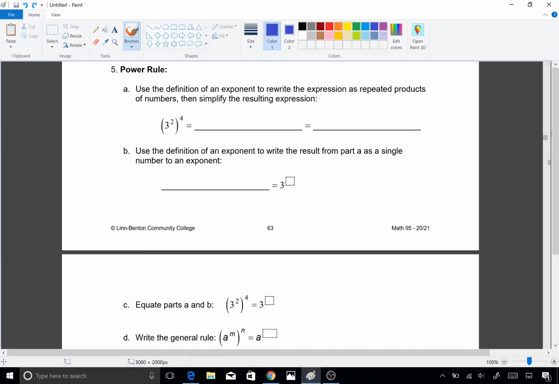Finally, we have the power rule. If you raise an exponent to another power, what happens? 3 squared to the fourth would be 3 squared times 3 squared times 3 squared times 3 squared. And that would be 3 times 3 times 3 times 3 times 3 times 3 times 3 times 3.